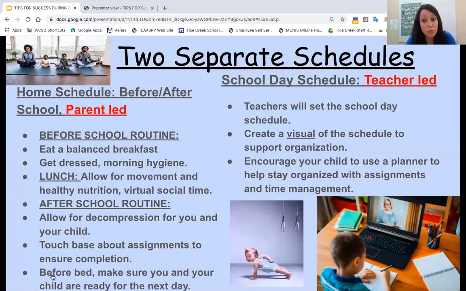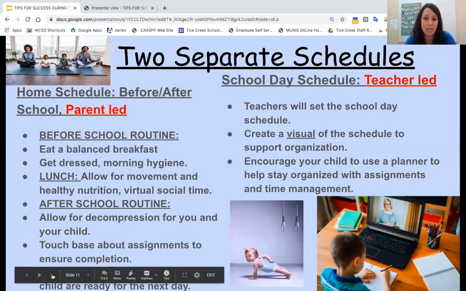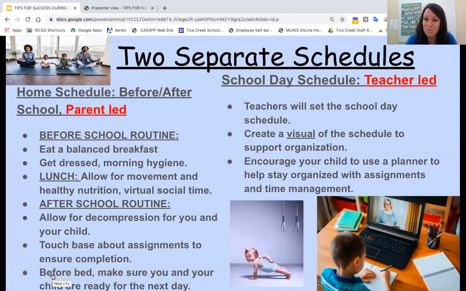The other piece is the school day schedule. So as it states, it's led by the teacher. So teachers will set the school day schedule. I'm sure your schools hopefully have communicated that with you so that you know what that will look like. As I've stated, create a visual schedule to help your student feel organized.